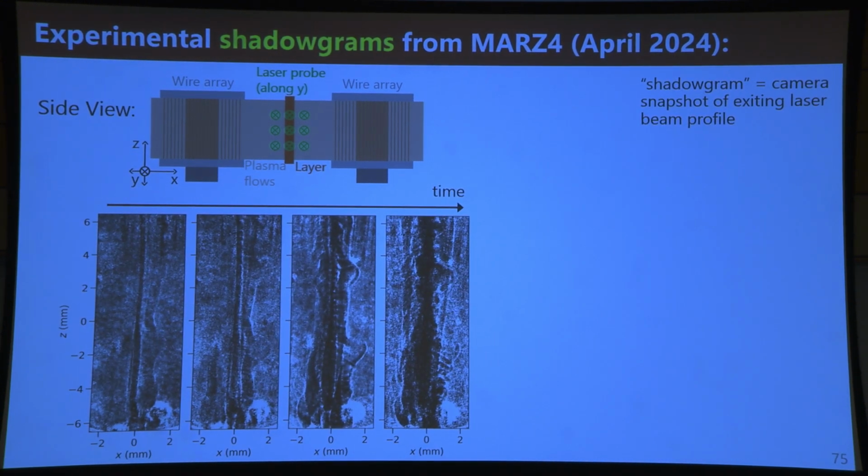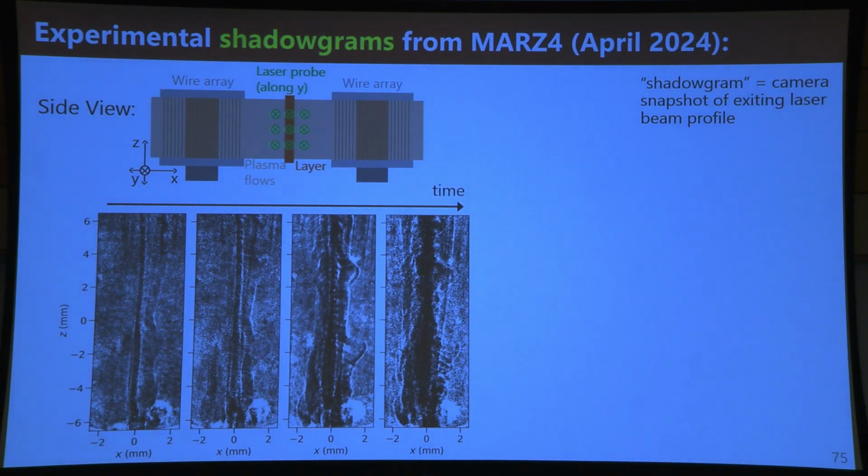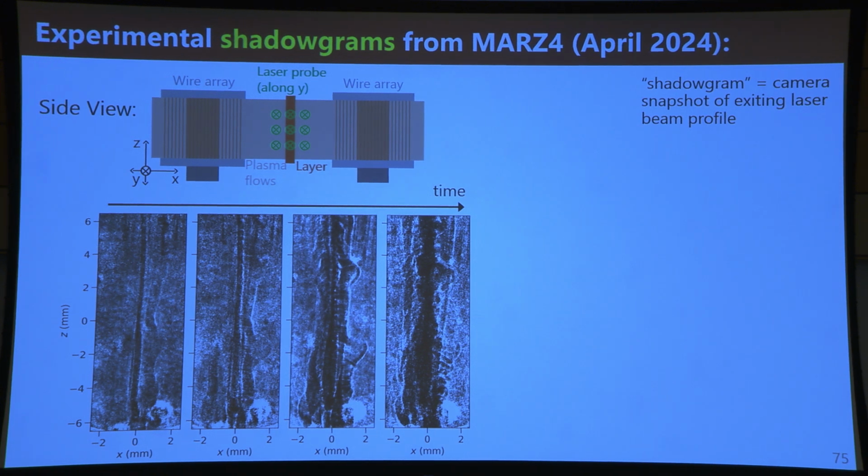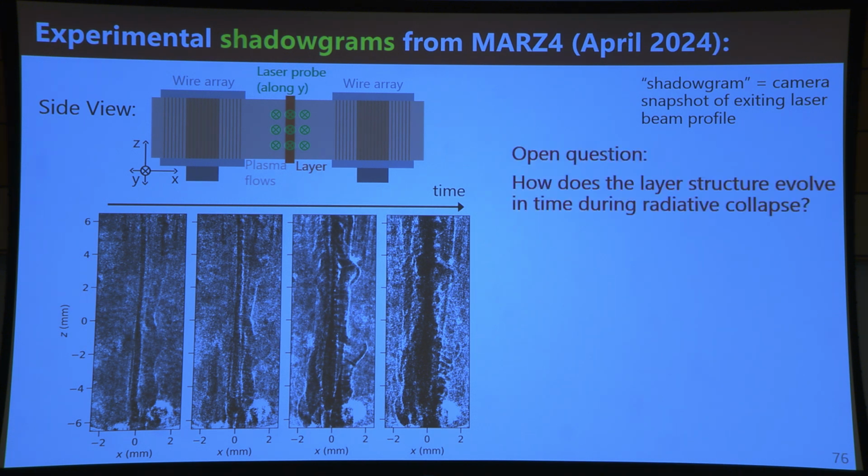From our experiment last year, these are the four images of our laser beam profile that we collected. These are the first images of a radiatively cooled magnetic reconnection layer. Not a very popular field, but we were the first. Moving from left to right, the amount of time is only about 40 nanoseconds. So we can see a huge amount of variation in a very short time frame. And I'll remind you of our open question: how does the layer structure evolve in time during radiative collapse?